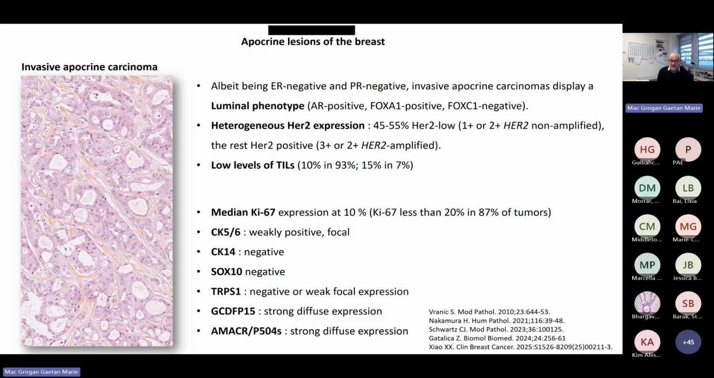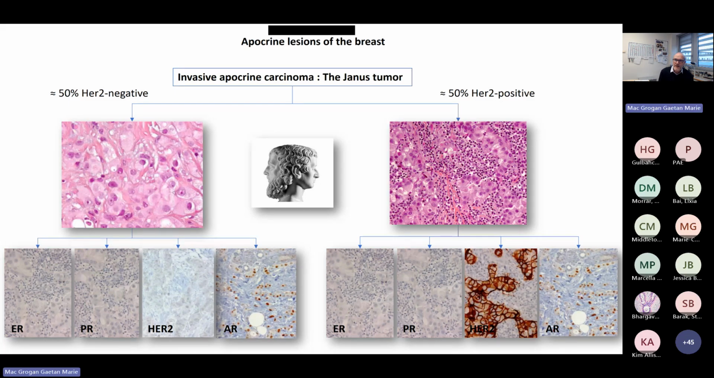TRPS1 can be negative or may show focal weak expression, in opposition to the majority of other subtypes of breast cancer that are strongly and diffusely TRPS1 positive. GDF-15 will be strong and diffuse in expression, and MRC will also show a strong diffuse expression. So, concerning HER2 expression, invasive apocrine carcinoma can be considered as a Janus tumor, a tumor with two faces, half of them being HER2 negative and half of them being HER2 positive.